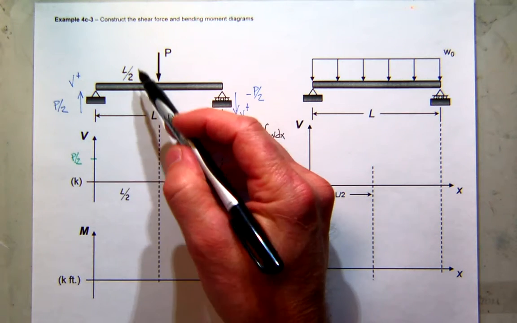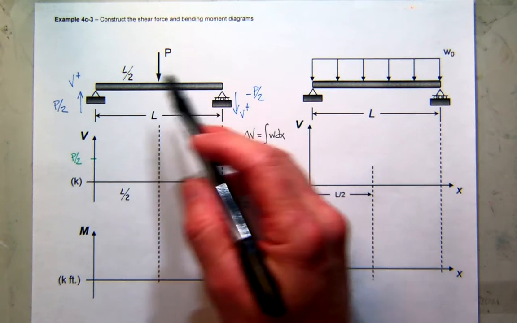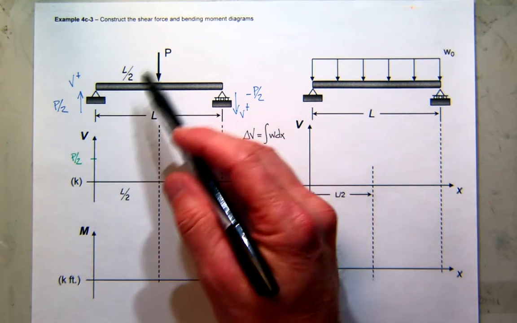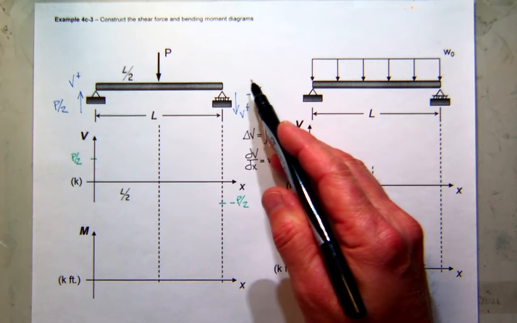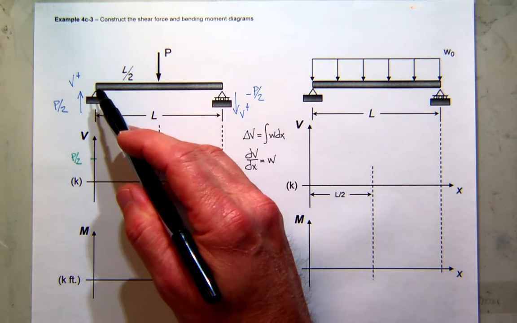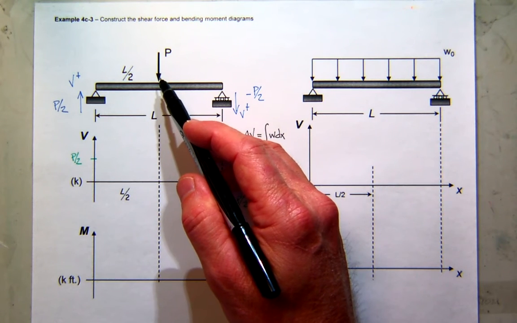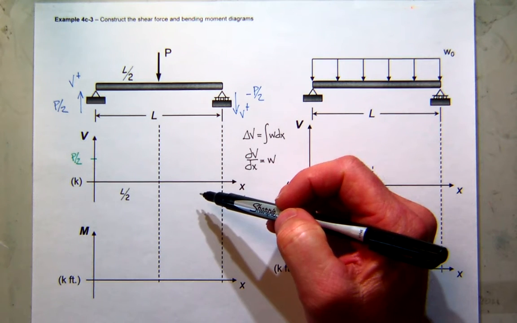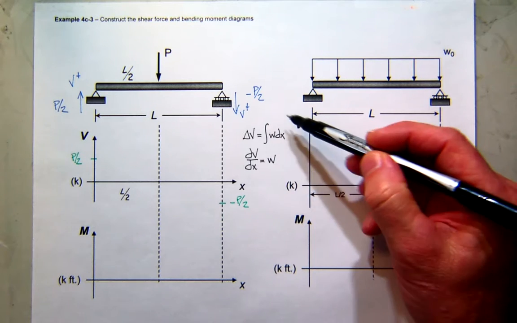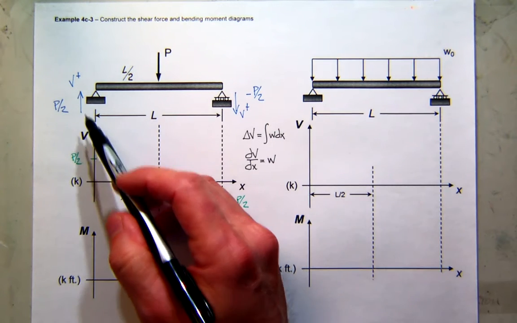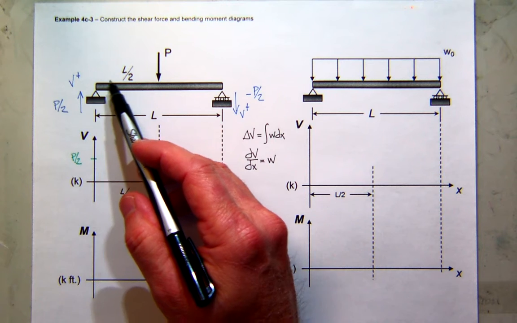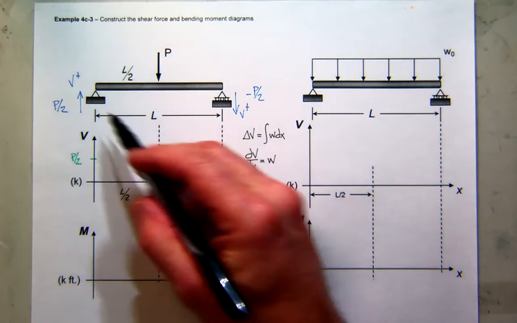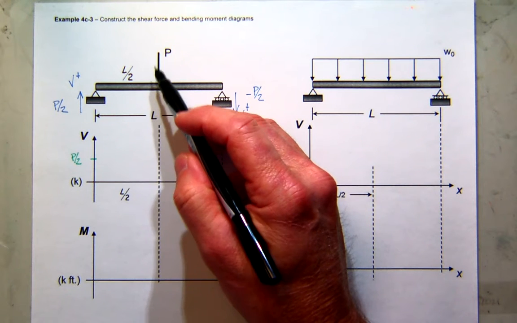Now with this concentrated load here, it really breaks the structure up into two pieces. If we had to write a set of equations for shear force and bending moment, could we write one equation that was valid over the whole structure? No. We have to write one from 0 to L over 2, and then a second set from L over 2 to L. So when we build our diagram, we're going to do exactly the same thing. So I'm going to apply these integral and differential relationships first just between 0 and right to the left of this P load.